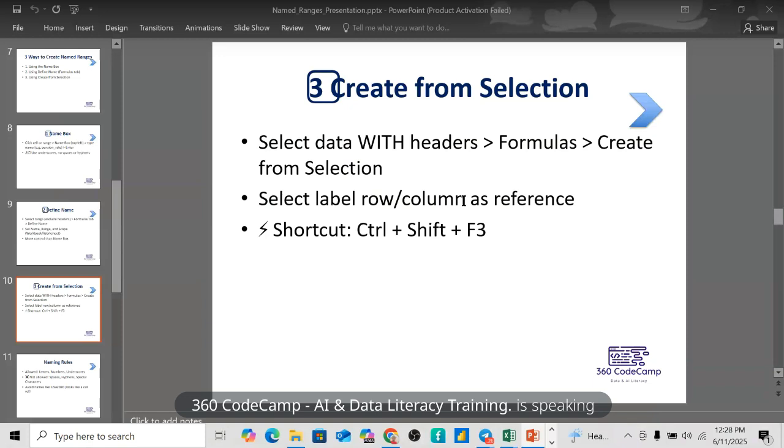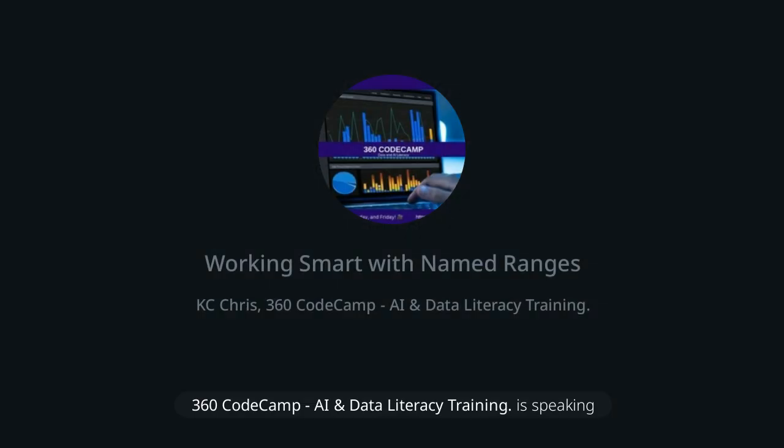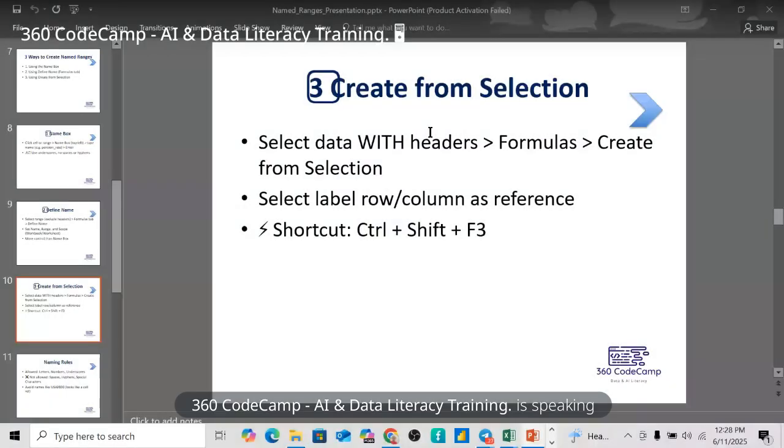Okay, so when you select this row as your reference, Excel will automatically do it, like a flash, and that's why you have that here. It's a shortcut that you can use to do this: Control plus Shift plus F3, without following the process of going to Formulas and Create from Selection. Once you select this data, you press Control plus Shift plus F3, and it will do it for you quickly, like a flash.